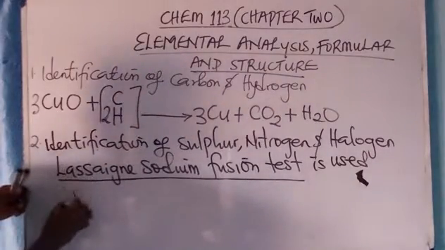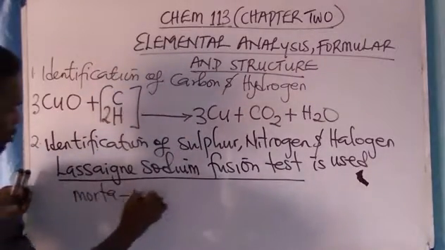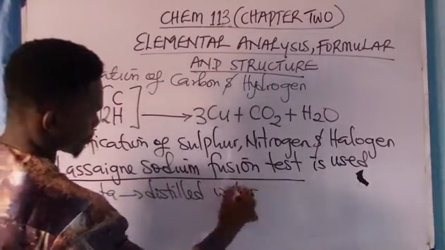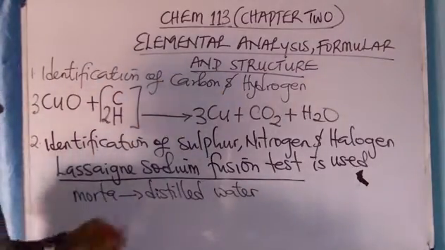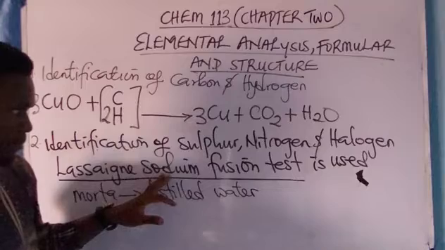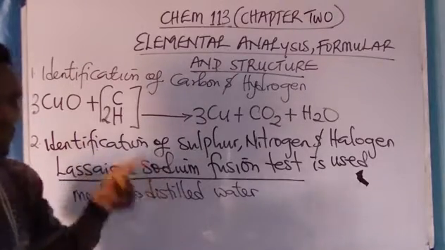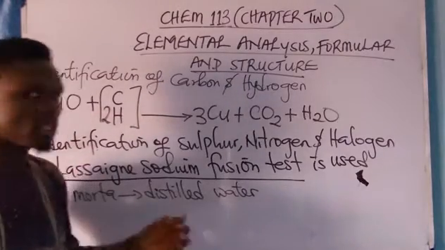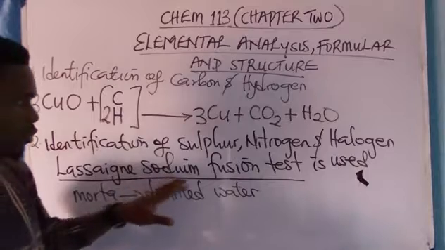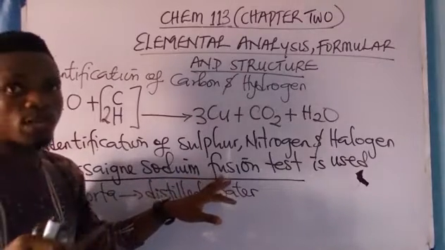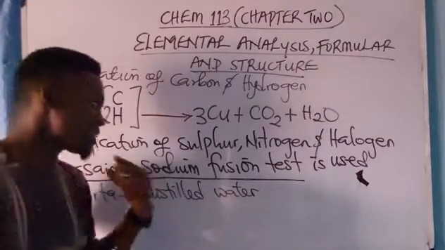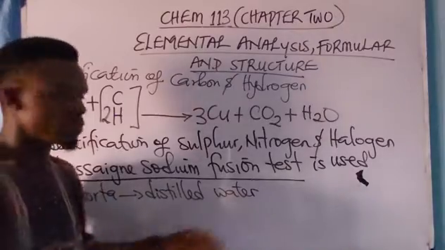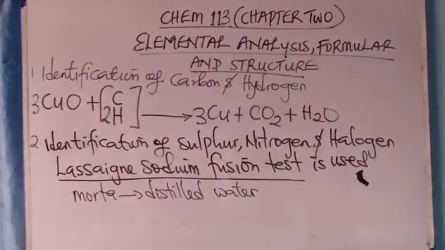After heating it to red hot, the hot test tube is transferred to a mortar having distilled water. In this case, the test tube will break into pieces. But if it doesn't break into pieces, you grind it yourself. After grinding, you stir. So that is how the reaction is.